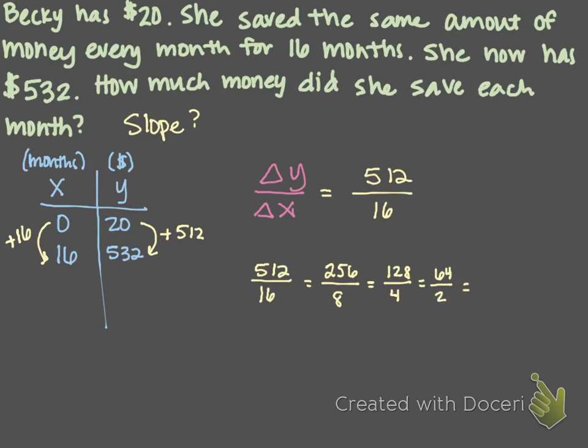And finally, since both of those numbers are even, we can divide once again and get 32 divided by 1. And we know anything divided by 1 is just itself. So 32 divided by 1 is going to be 32. And this is how much money Becky saves every single month. $32. So that is the slope, in essence, of our word problem.